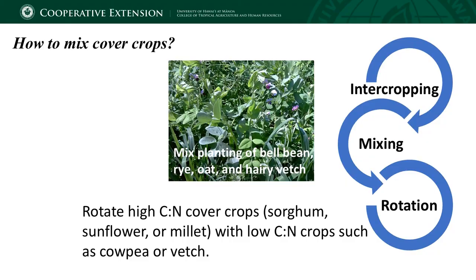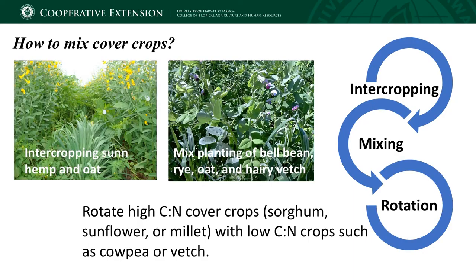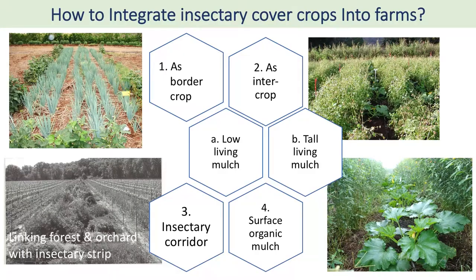So how do we mix cover crop? You can mix planting of high C/N ratio with low C/N ratio cover crop, or rotate high C/N ratio cover crop with the low C/N ratio cover crop. So here's a picture of mixed planting of bell bean, rye, and oat, and hairy vetch is highly recommended in a cooler temperature region. Intercropping sunhemp with oats, these are more suitable for lower elevation cover crop mix.